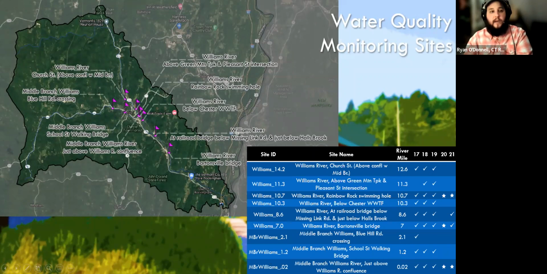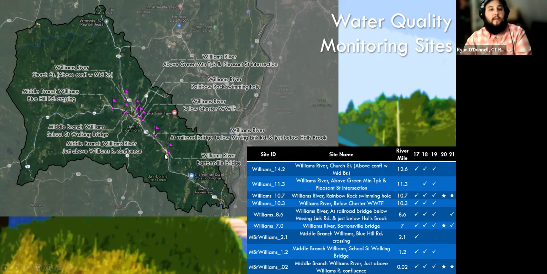All right, so here's where we've monitored in the past 5 years. Like Margot said, we've been monitoring the Williams River for a lot longer, but it's really easy to feel like the past 5 years is maybe the most relevant data.